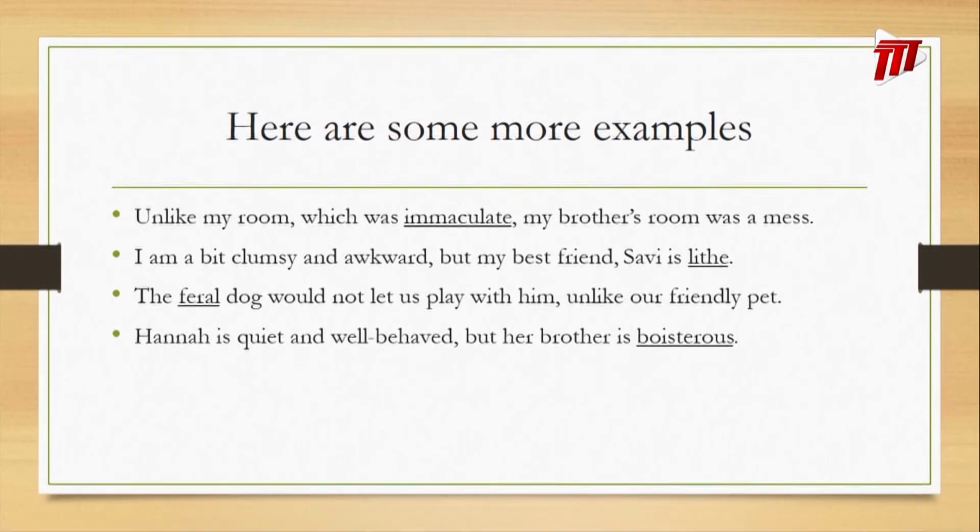Hannah is quiet and well behaved, but her brother is boisterous. So the signal word here is but, and siblings are opposite to each other in nature, which we find all the time, don't we? Hannah is quiet and well behaved, but her brother is boisterous. So the opposite of boisterous would be quiet and well behaved. What do you think boisterous means? Yes, he is very talkative and active.